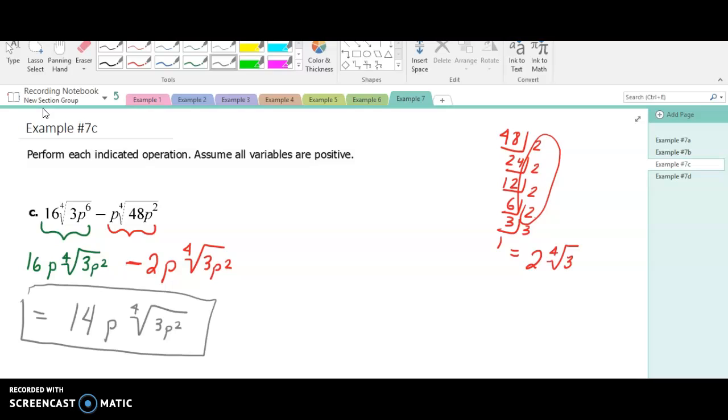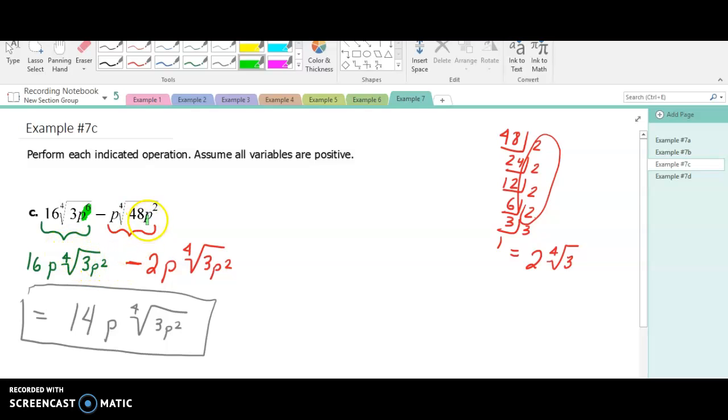Alright guys, let's go over C and D now. Okay, C, I'm going to reduce each one of these, or simplify, maybe I should say, each one of these individually. Okay, so when I do this, the only thing I can simplify here is the p to the 6th. So one of those p's would come out and I'd still be left with p squared. So this first part here goes to 16p 4th root of 3p squared.